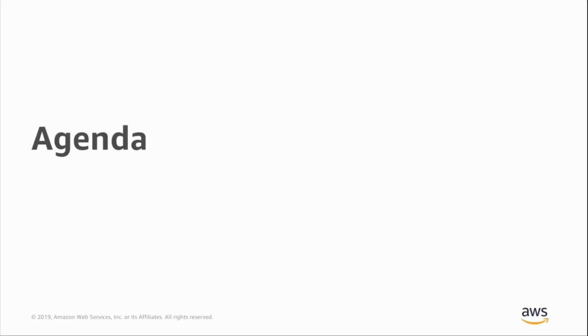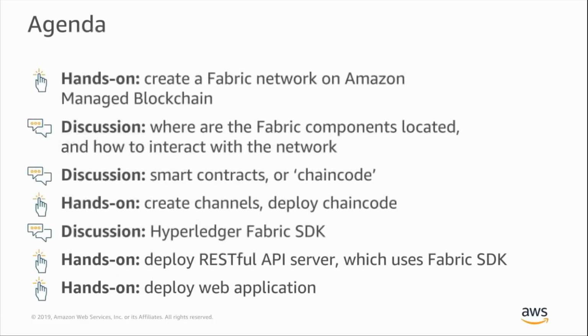Let's quickly have a look at the agenda and see what we're going to cover today. The session today is really a mixture of hands-on and discussion. So during the webinar, I'm going to be building a managed blockchain network, and I'm going to be deploying an application and some smart contracts onto that managed blockchain network. I'm also going to be discussing what I'm doing while I'm doing it so that you understand why I'm doing things. And I'm also going to be explaining some of the concepts behind Hyperledger Fabric as we go along.